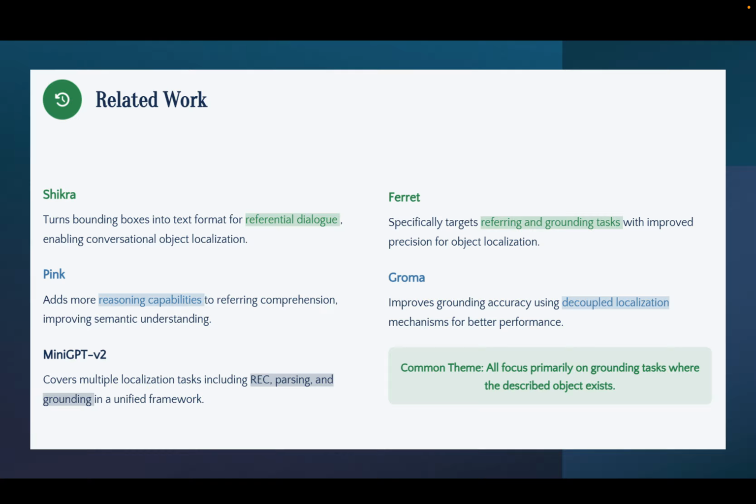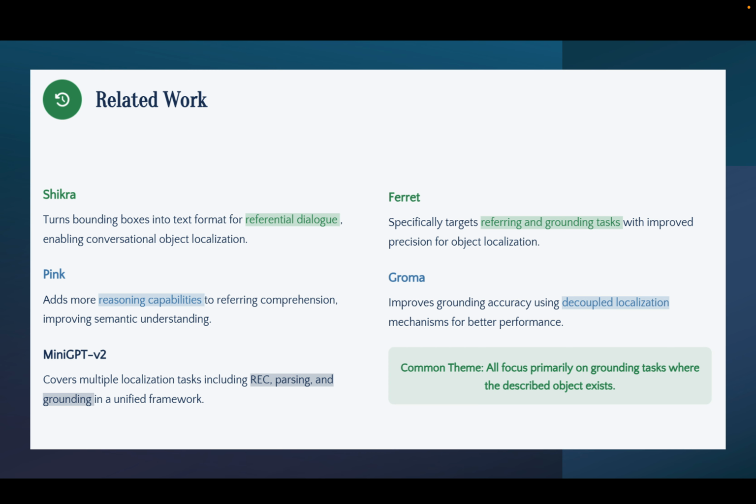Of course, we have some related work. This is not the only work. There are MLLMs that try to improve object localization, but they share similar limitations. Models like Shikra, Ferret, and Focus mainly focus on referring and grounding tasks, basically finding objects that definitely already exist in the picture. Then here we have another model, Ping, which pushed reasoning a little bit further, and MiniGPT tries to unify multiple localization tasks.